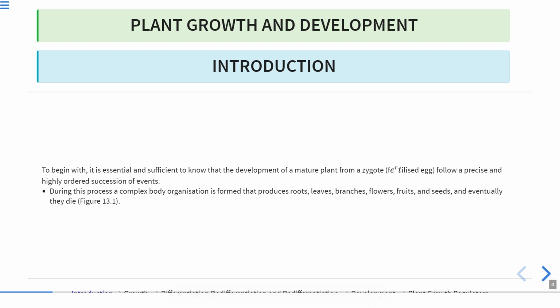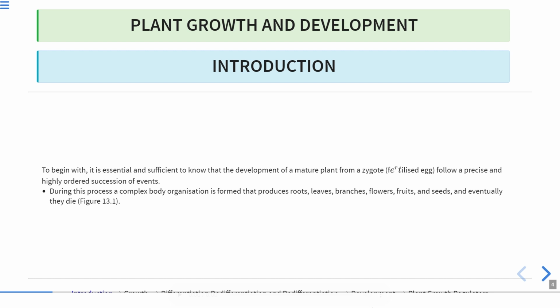Now this zygote divides and forms a number of cells, and the division of the cells is a very precise and ordered succession of events. It means every step is pre-decided: at which stage how many cells are formed, and what is the orientation of the division of the cells. Everything is pre-decided. It never happens in a random form. It is always a precise and highly ordered succession of events.